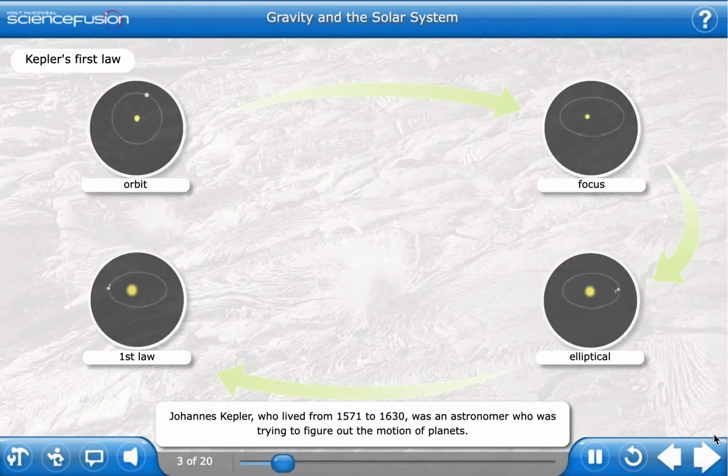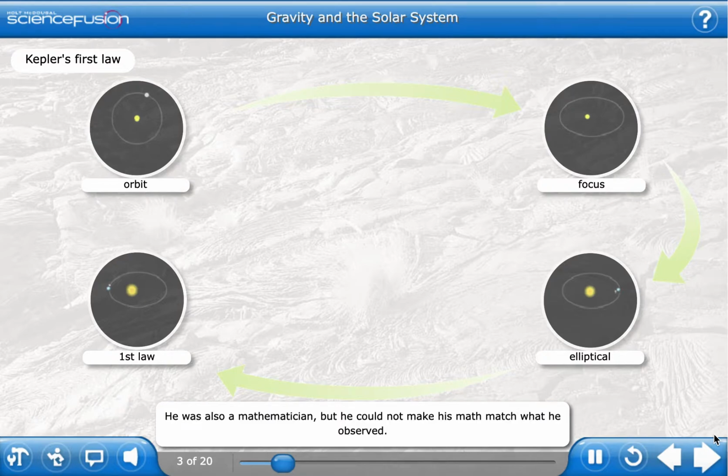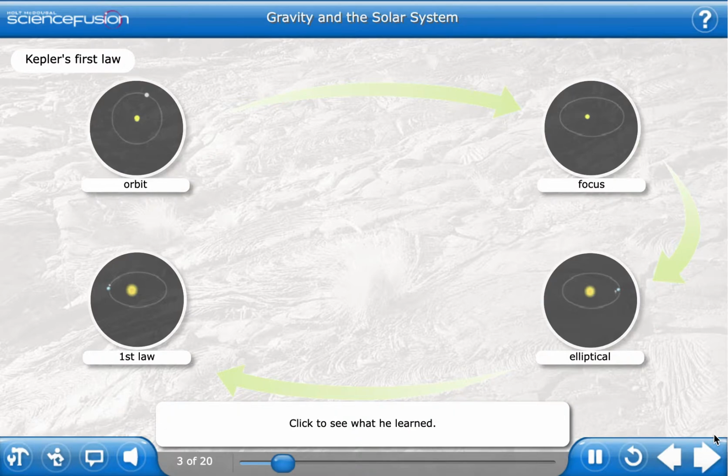Johann Kepler, who lived from 1571 to 1630, was an astronomer who was trying to figure out the motion of planets. He and others knew they moved around the sun, but how? And why? He was also a mathematician, but he could not make his math match what he observed. In the early 1600s, working with the records of Tycho Brahe's observations, the answer dawned on him. Click to see what he learned.